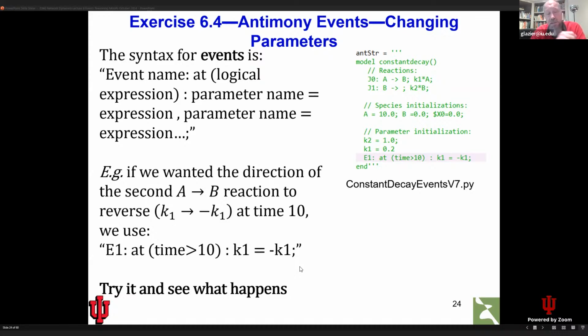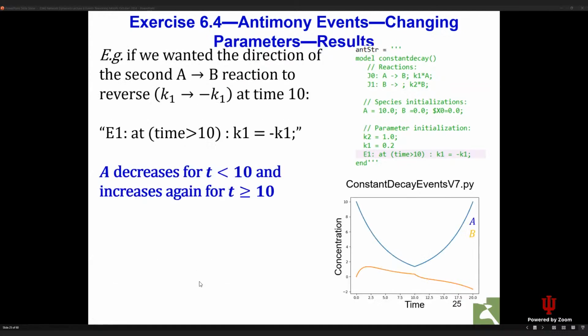Get rid of the B line. So this is reversing the direction of the reaction at time 10. I don't have any good biological reason why that would happen, but mathematically you're allowed to do it. What happens with that one? A will go down and then it'll start going up again. Now, if you keep running this, A will blow up, so you have to stop it.